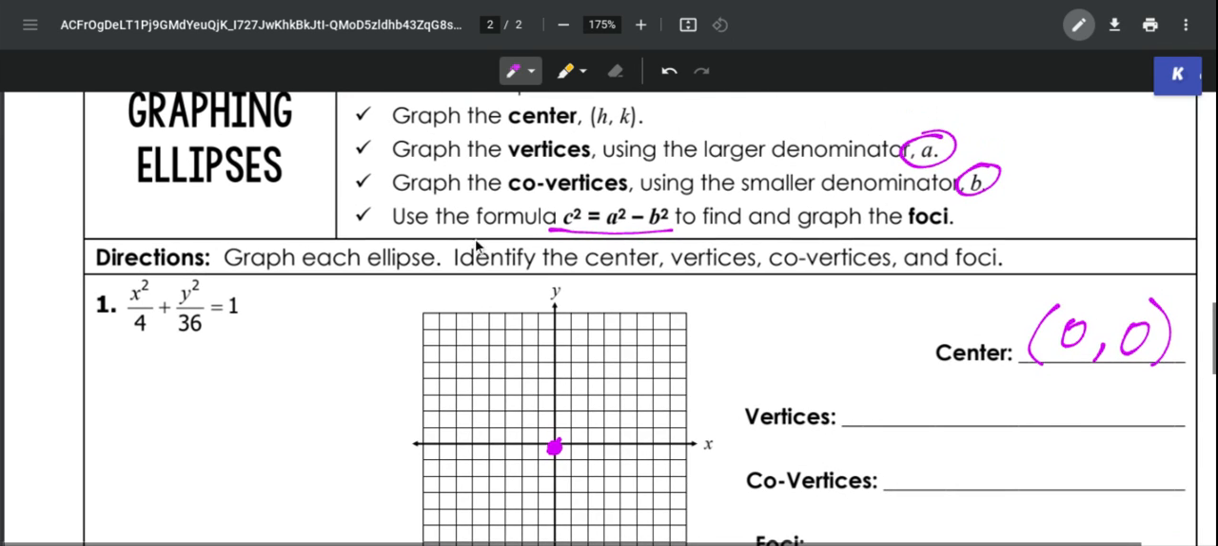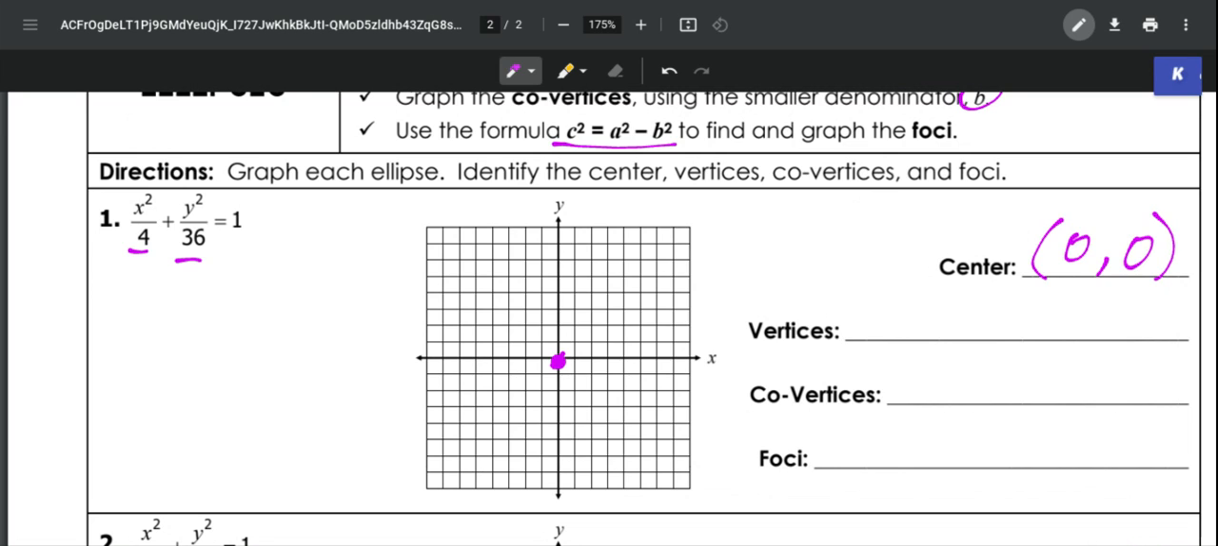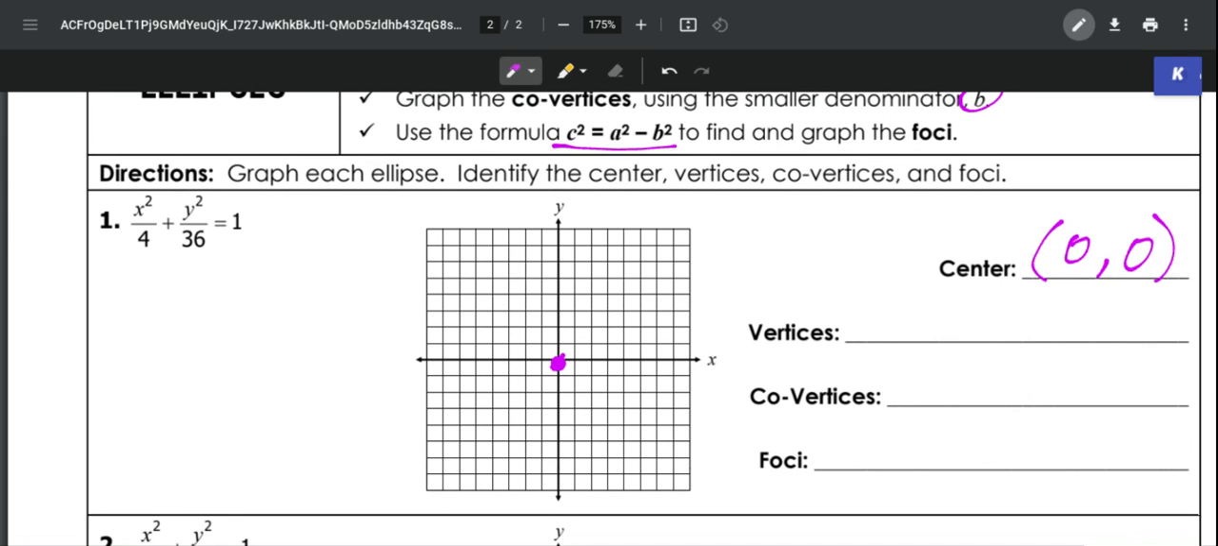All right, so now we need to know our vertices. For that, we're going to use the larger denominator. So between 4 and 36, which one's larger? 36 is larger. In our general form, the larger denominator is a squared as it is written. So all we have to do is take the square root of this number, and that will give us a. If a squared is equal to 36, that means that a is equal to 6. So our vertices here are plus and minus 6.